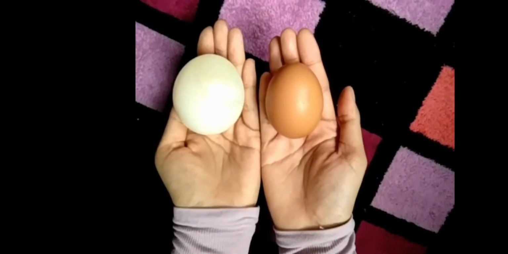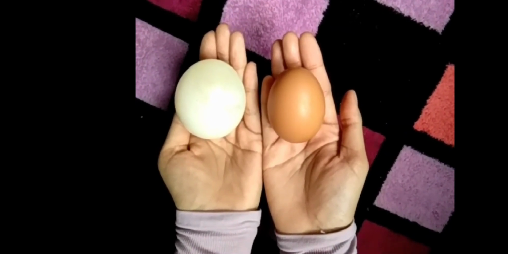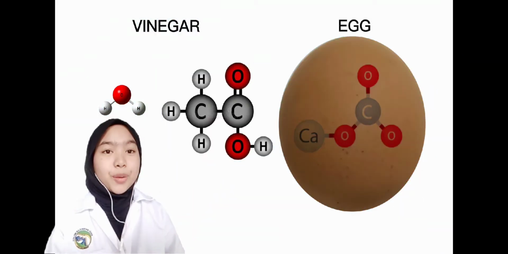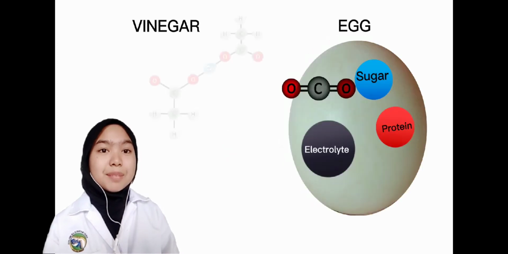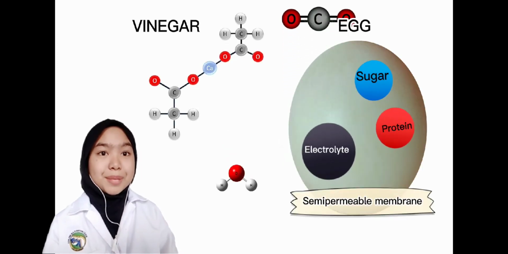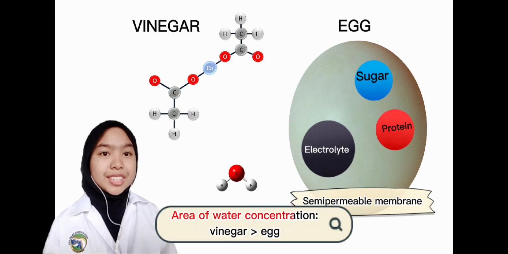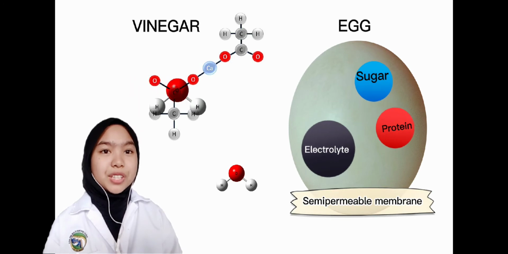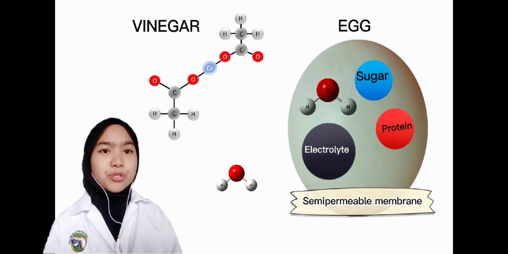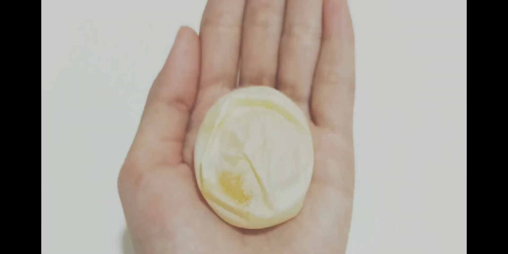As you can see, there is a difference in size between the original egg and the one that we soaked in vinegar. From here, we can relate it to osmosis. When the eggshell dissolves, the membrane is fully exposed. The membrane is semi-permeable, which allows water to move through it. Water potential in vinegar is higher than water potential inside the egg. Therefore, vinegar is a hypotonic solution. Water moves into the egg through the membrane, moving from the higher water potential in vinegar to the lower water potential in the egg.